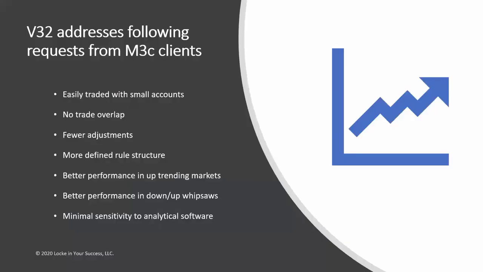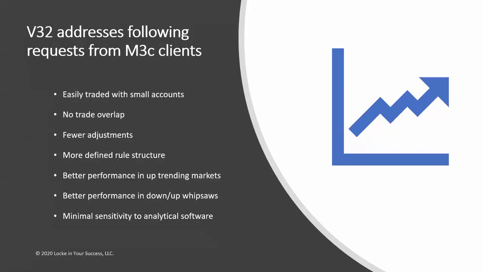One of the reasons we came out with the V32 is we have this popular trading strategy called the M3. And that too has a very high win rate, but we had some clients that had some requests on making things a little more simple. The M3 itself is a $50,000 trade, and it can be traded with as little as $5,000, but it's a lot of work. The V32, on the other hand, we corrected all that.